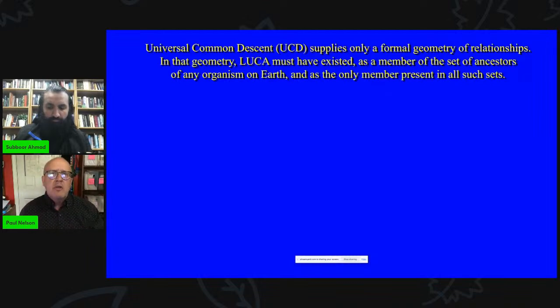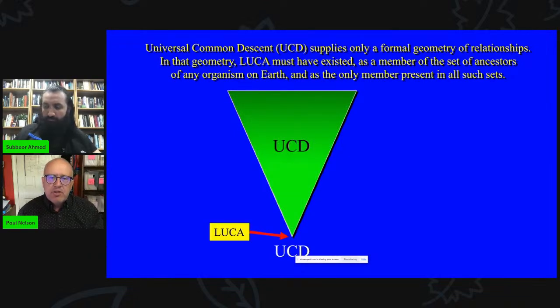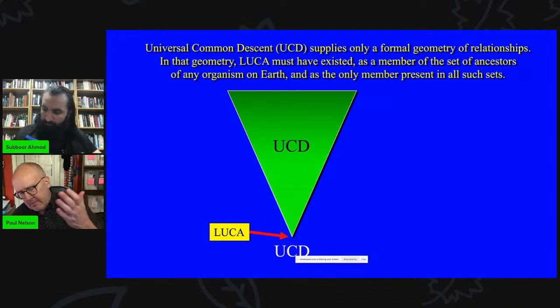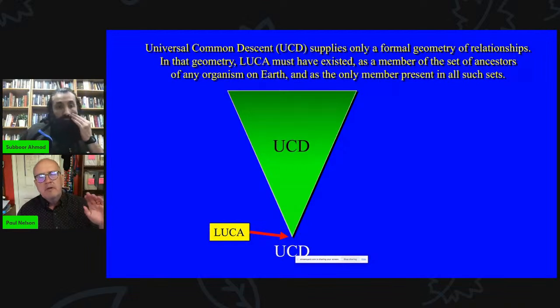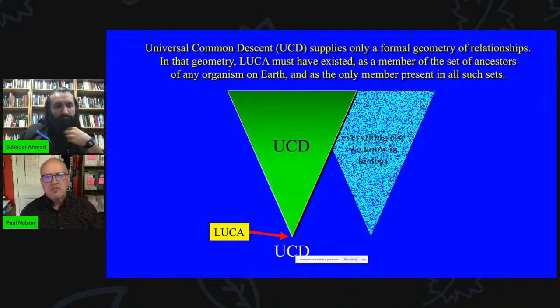Universal common descent is just about as abstract a notion as you can find in biology, for all kinds of reasons that I'm actually writing about right now. It gives you a formal geometry of relationships that has LUCA at its base. All right. The last universal common ancestor is the ancestor present in the set of ancestors of any living thing on the planet. Very elegant notion in that respect, right? It's our ultimate grandmother, if you will. And it's the only member present in all such sets.